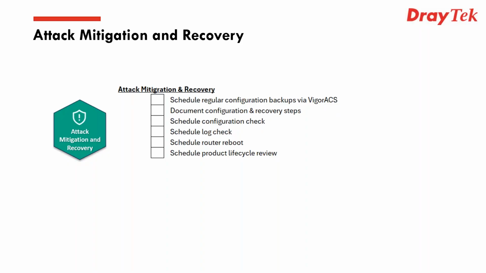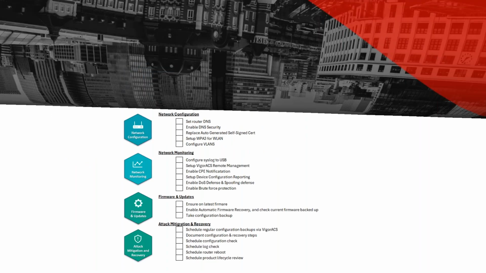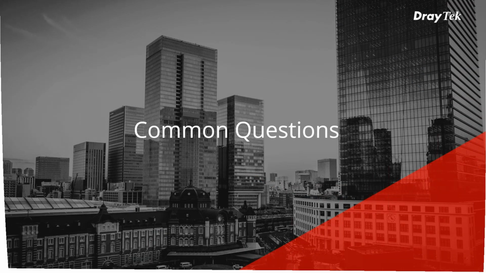Then also scheduling a product lifecycle review is important as well, to check that it's still a current product and it's still receiving firmware updates. This is all to do with making sure that it's protected from a cybersecurity point of view. So that's a general overview of the checklist.